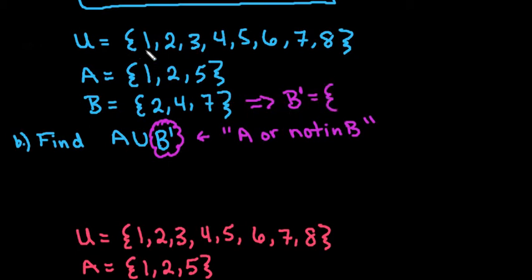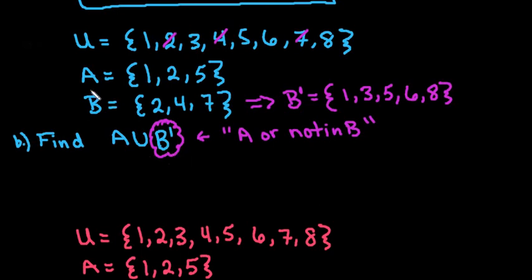So B naught, basically what we would do is we would go up into the universal set and we would cross out anything that appears in set B. So in set B we have 2, 4, and 7. So the values that are in the universal set that are not in B are 1, 3, 5, 6, and 8. So if you're dealing with the complement, it's always easiest to look at the universal set and just cross out everything that's in there. And then you can always erase it if you need to find the complement of A.